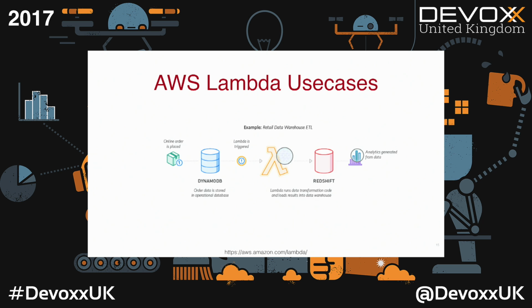Another example, a very classic web application: for example, an online order is placed, and as soon as the order data is stored into a DynamoDB table, that then triggers a Lambda. So any update in DynamoDB could trigger a Lambda function for you. That Lambda function can then extract the data, run the transformation code, and load it into a Redshift data warehouse. And then analytics could be generated from that data. So you can start chaining your serverless functions to do the right thing and then store the data into the right source.